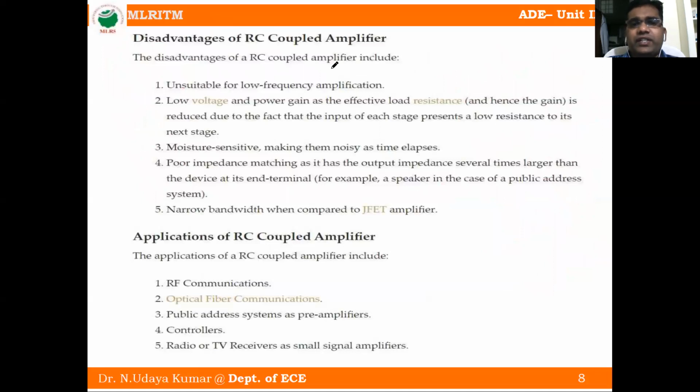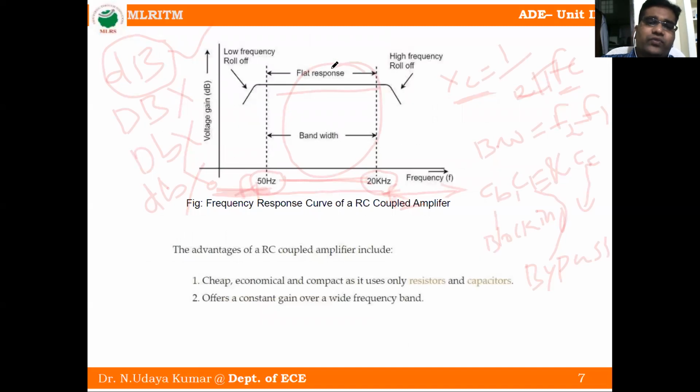So the disadvantages of RC coupled amplifiers: the first one is that it is unstable for low frequency amplification. We know that; for low frequency we can't use it. It is unstable or has very high distortion. The distortion is more at low frequency and also more at high frequency. It is distortion free, with no distortion at the flat region. So we also call it distortion free or distortion less.